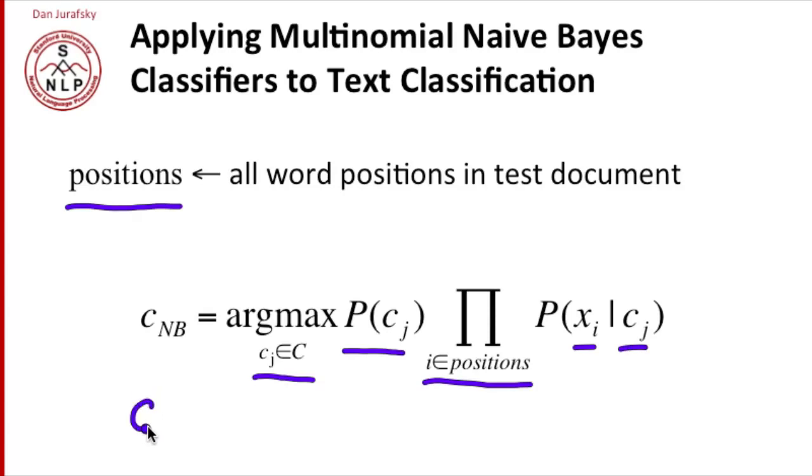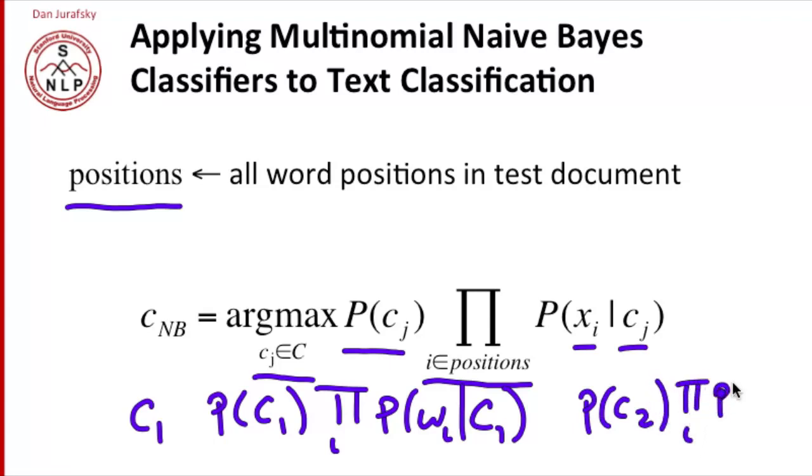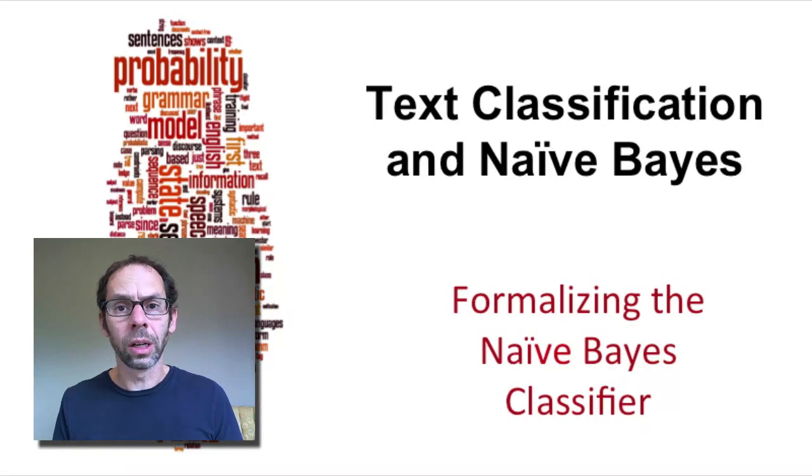So we'll do this for class 1. We'll compute P of class 1 times the product over all the i's of P of word i given class 1. Then we'll do the same thing for class 2. For class 2, we'll compute P of class 2, and then the product over all positions i of P of word i given class 2. And then we're going to pick whichever of these two is the highest. If this is higher, we're going to pick class 2 and assign it to the document. If this is higher, we'll assign class 1 to the document. And of course, I've shown you this with just 2 classes, but in general, this is true for any number of classes. So that's the formalization of the naive Bayes classifier.